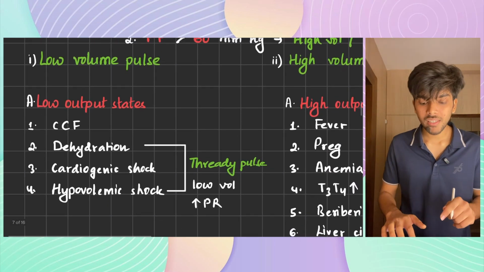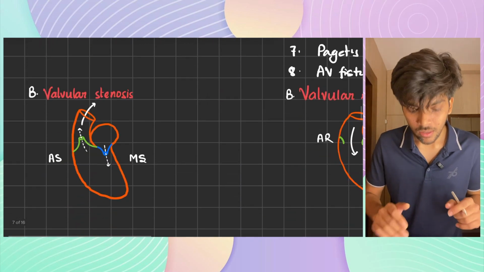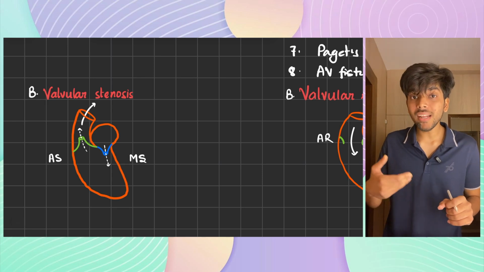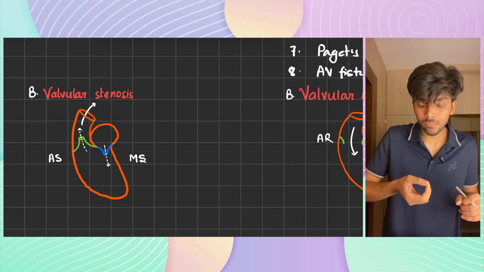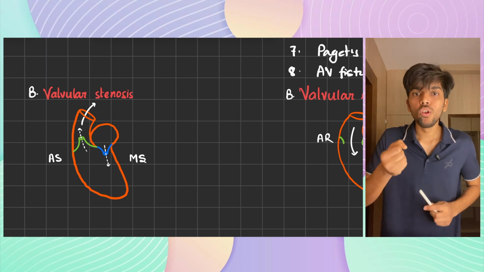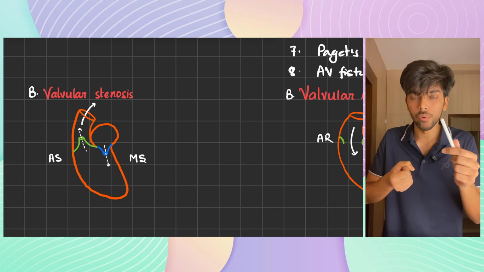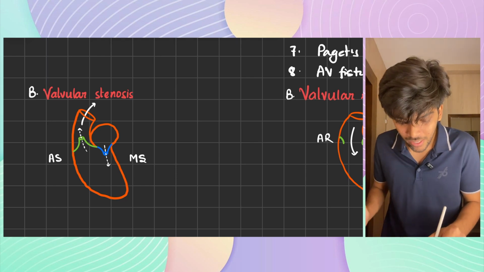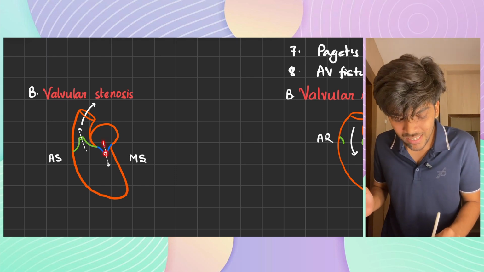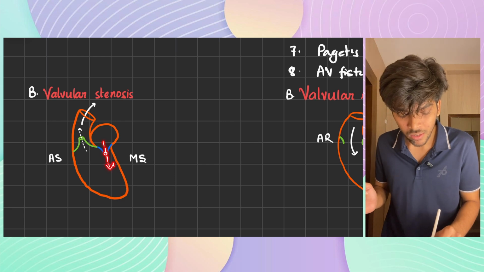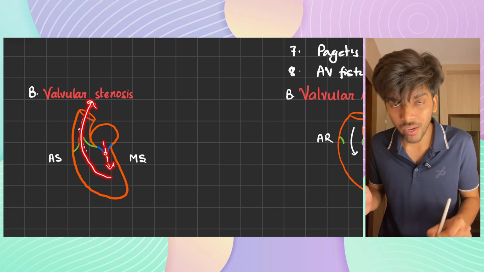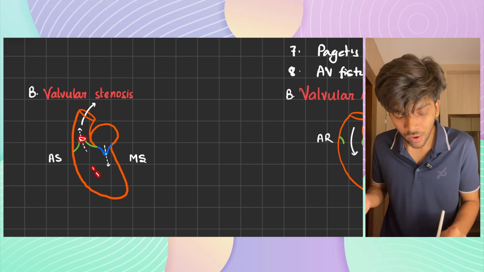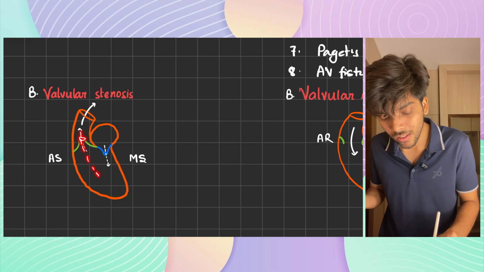Okay. Low volume pulse is also caused by stenotic lesion of the valve, because in stenotic lesion the valve becomes narrow. As a result, low volume of blood passes through it. For example, in mitral stenosis, less blood reaches the left ventricle, so less blood gets pumped out and you get a low volume pulse. In aortic stenosis, less blood gets pumped out of the left ventricle, so you get a low volume pulse.